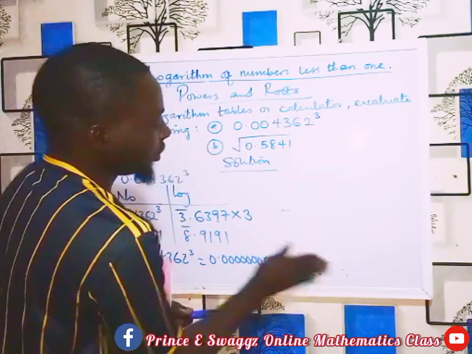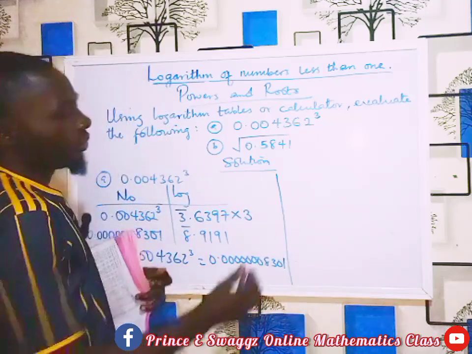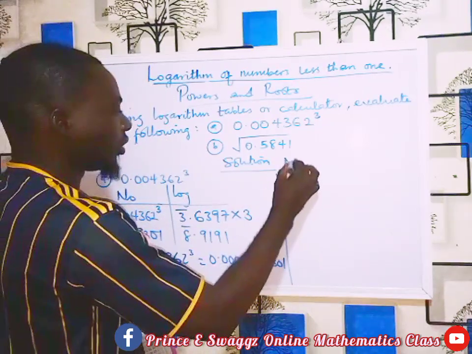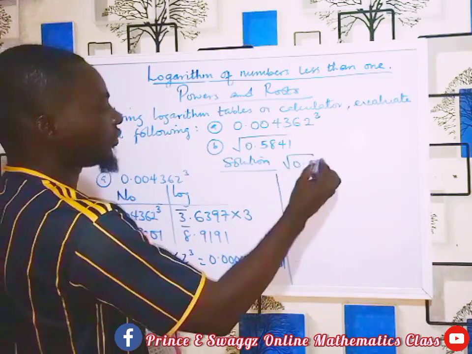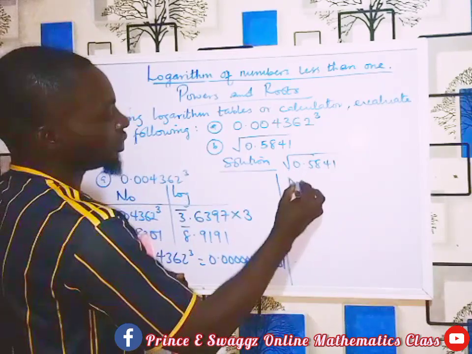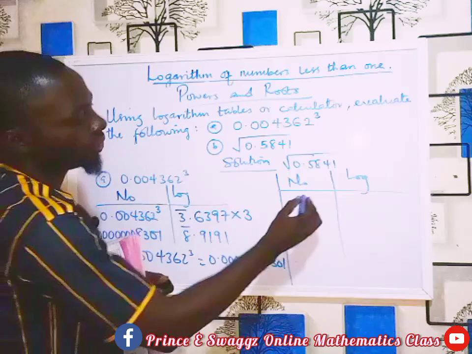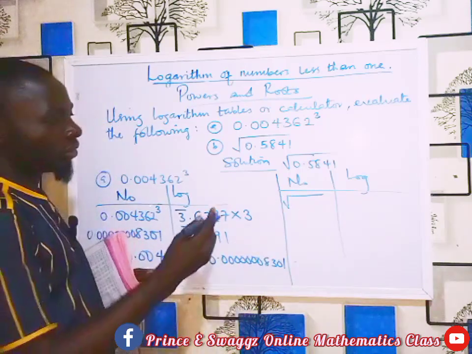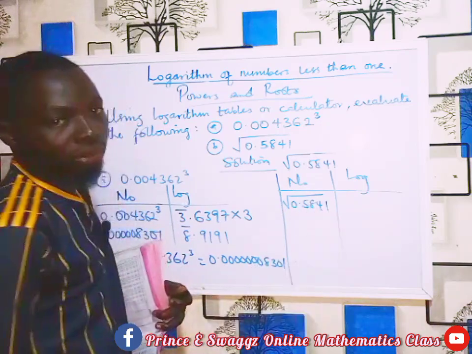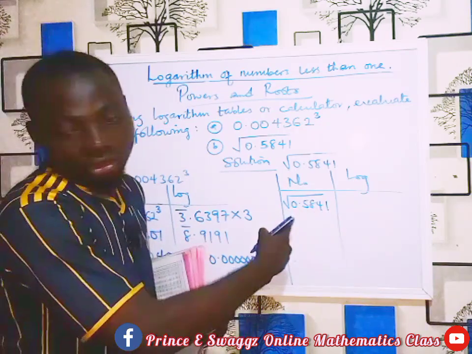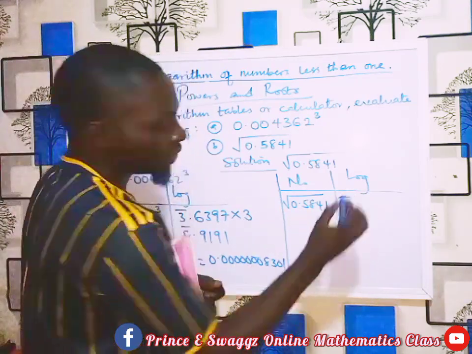Then let's go to the next one, which is number 2. We do the same thing. Number 2 is the cube root of 0.5841. Do the same thing: log, the square root of 0.5841. Get the logarithm, starting with the integer. The integer here, the number of zeros is 1, that is bar 1 point.